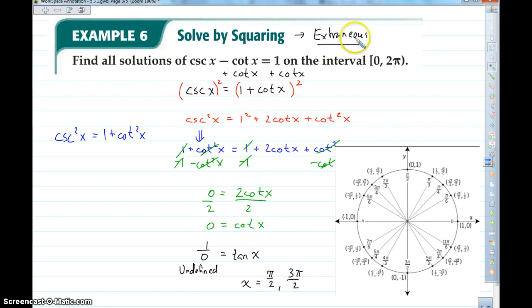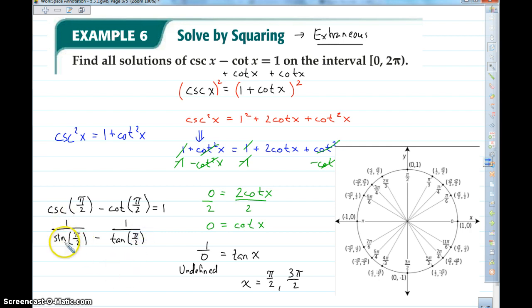And we'd be done at this point, except that remember we talked about how we can create extraneous solutions. So we want to plug these back into the original equation and see which ones actually work. So we need to take the cosecant of pi over 2 and subtract the cotangent of pi over 2 and see if that gives us 1. So if I take the cosecant of pi over 2, I really want to take the reciprocal of sine. So I'm going to take the 1 over sine of pi over 2. And this is the reciprocal of tangent, so this is really 1 over tangent of pi over 2.